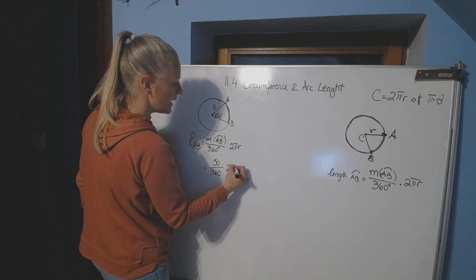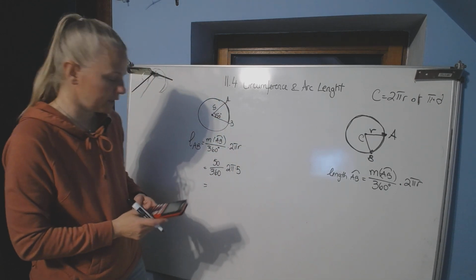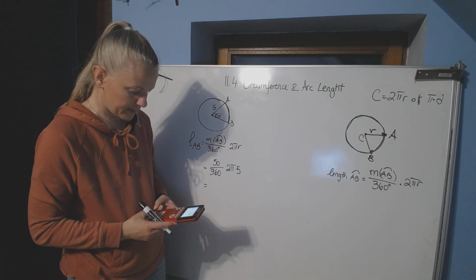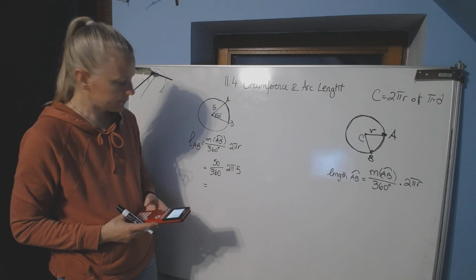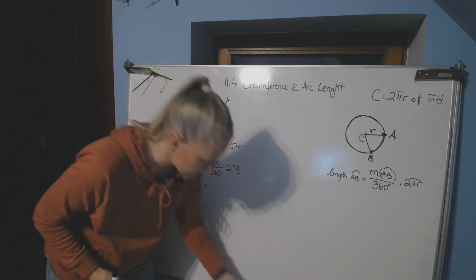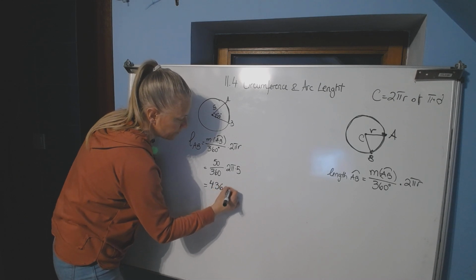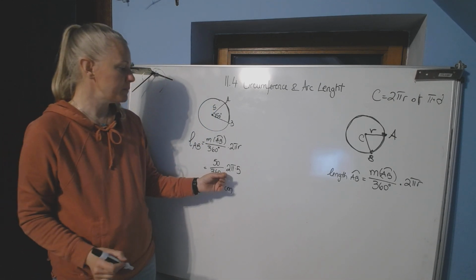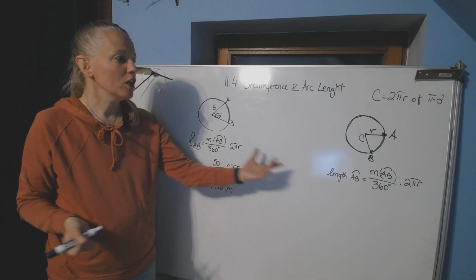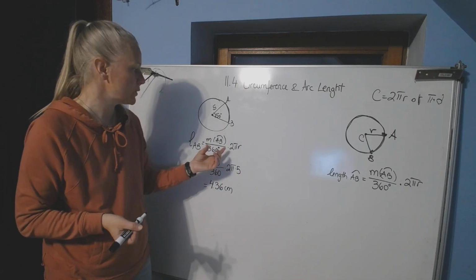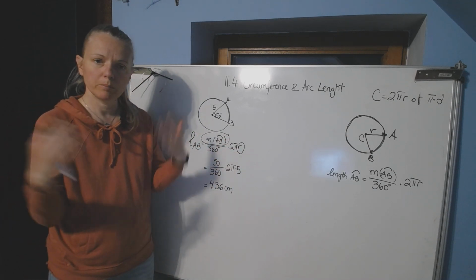And what is my radius? 5. Please don't do this by hand ever. This is calculator work. You're going to say 50 divided by 360, enter, times 2 times pi times 5. It's going to be 4.36 centimeters. So you're going to do this division, then times it by 2 times pi times r and get the number out. That's why I'm saying that while it seems hard, all of this information is given to you. All you have to do is replace everything you knew. You knew this much, you knew what the radius is. Everything is numbers. We plug it in, you get it out.